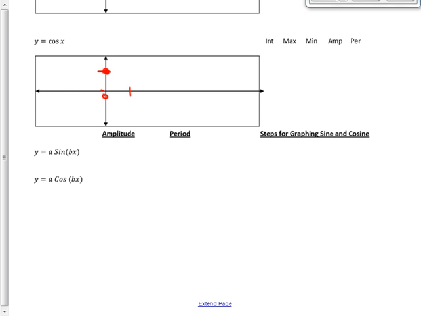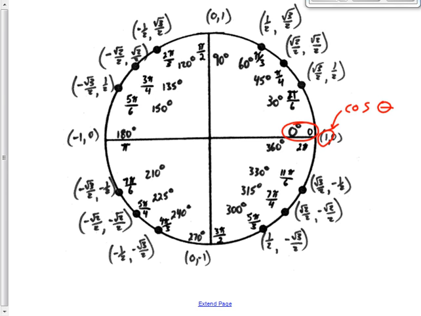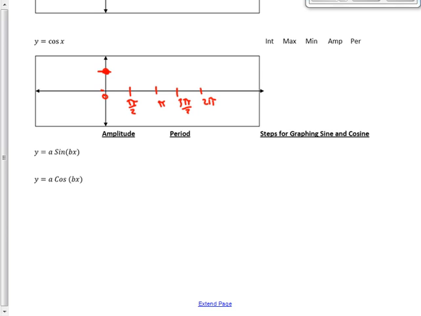And then I'm going to look at those same exact points. I'm going to look at pi over 2, pi, 3 pi over 2, and then I'm going to finish off looking at 2 pi here. Okay, so I go back to the unit circle. At pi over 2, I've got a cosine value of 0. And so pi over 2 has a cosine value of 0.